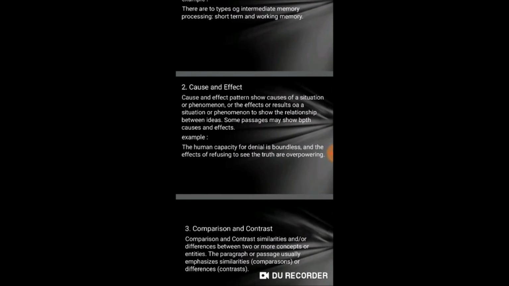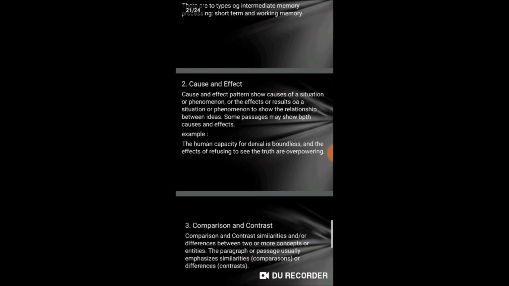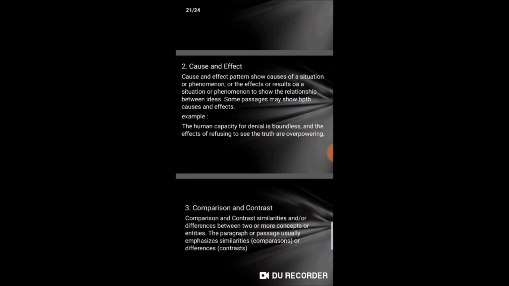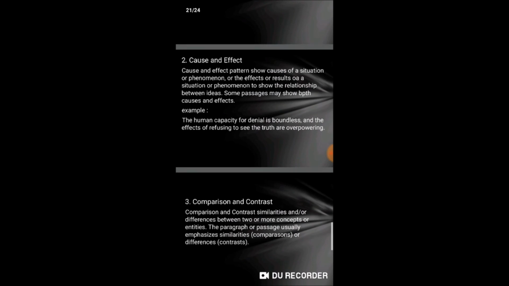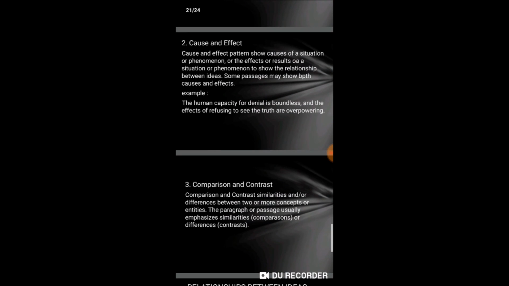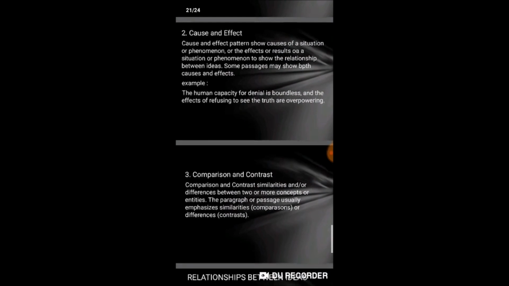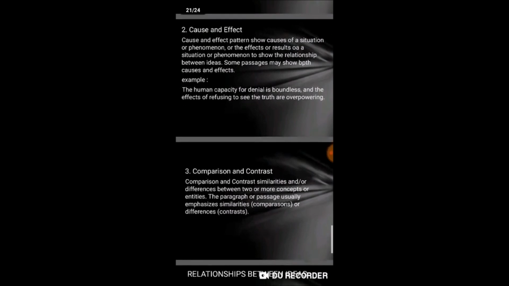Second, cause and effect. Cause and effect patterns show the causes of a situation or phenomenon, or the effects or results of a situation or phenomenon, to show the relationship between ideas. Some passages might show both causes and effects. Example: the human capacity for denial is boundless, and the effects of refusing to see the truth are overpowering.